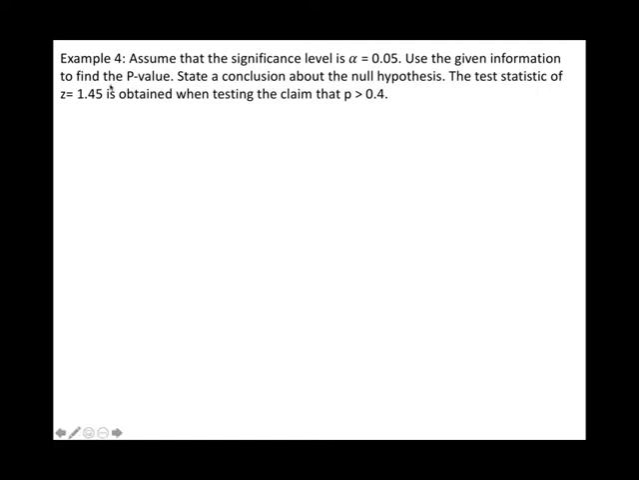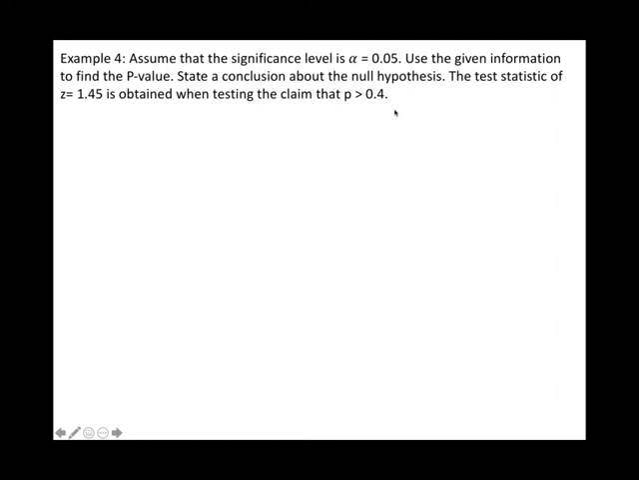Okay, so we want to first find out the p-value, and then I want you guys to draw the conclusion about the null hypothesis. This is talking about whether you want to reject or fail to reject. The test statistic is given in here. When they're testing the claim, the p stands for population proportion. We are working on the proportion. p strictly greater than 0.4.